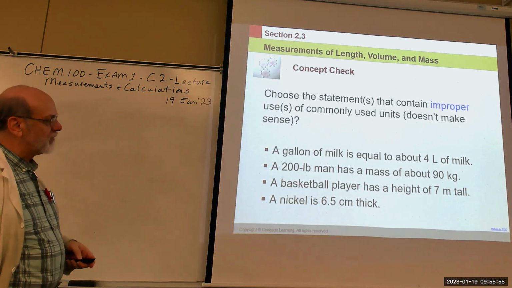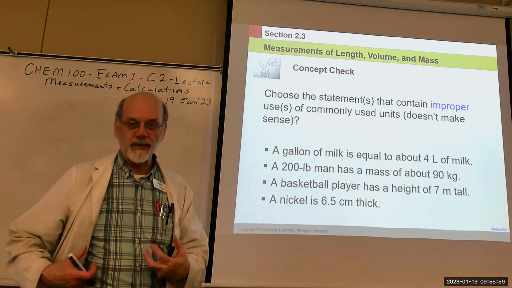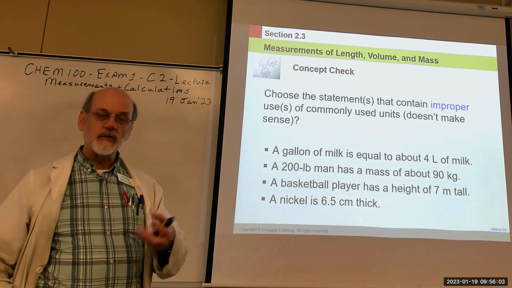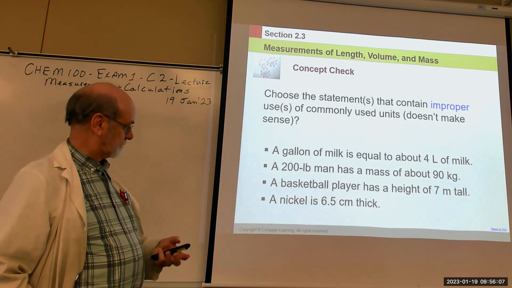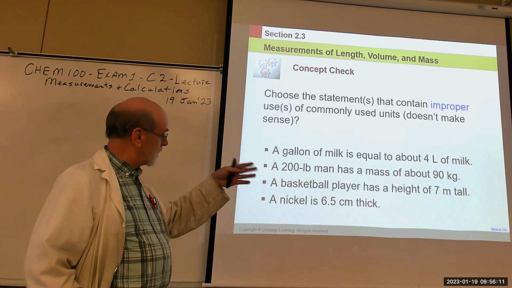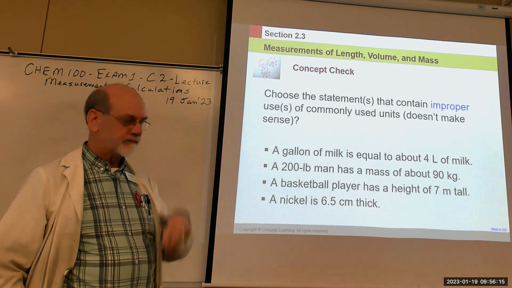How about a 200-pound man has a mass of 90 kilograms? That's me. I'm about 200 pounds. So if 2.2 pounds is equal to 1 kilogram, then yeah, that makes sense. Right? The unit of measure has changed, and the number changes also based upon that equivalence.